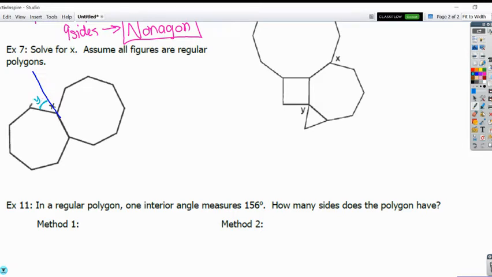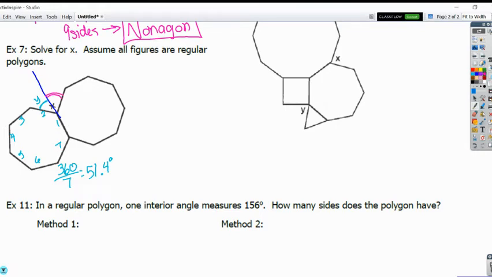So find out how many sides the polygon has. Let's see, 1, 2, 3, 4, 5, 6, 7. Don't be afraid to mark them off or count it out. So 360 degrees total divided by 7 exterior angles is going to leave me with, well, that's a decimal, about 51.4 degrees.